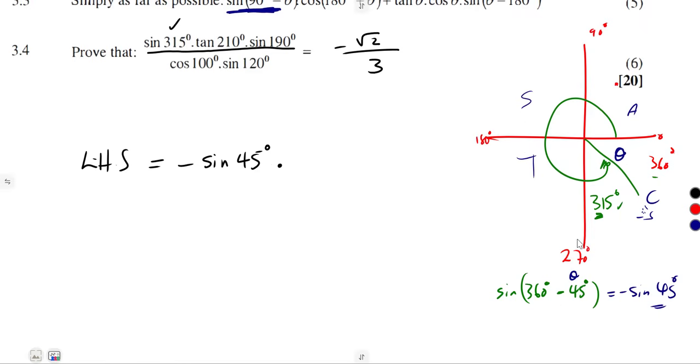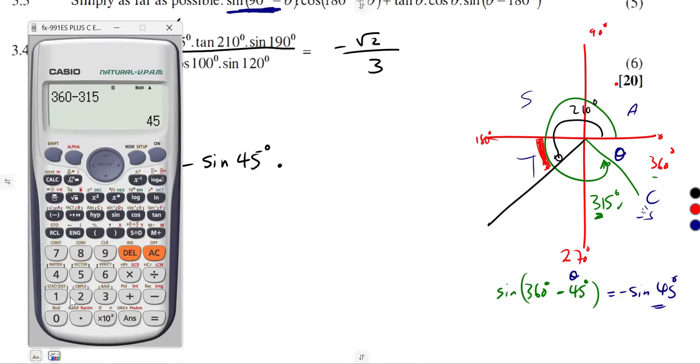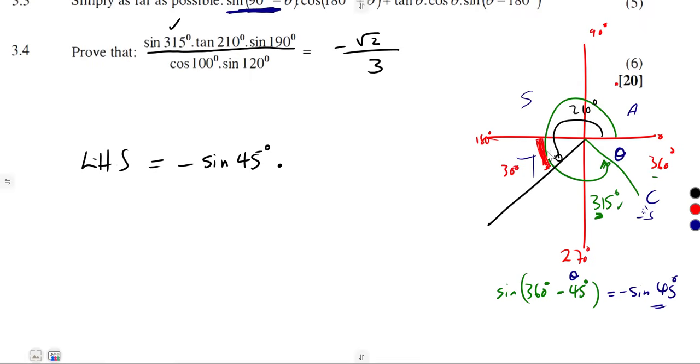210, that's less than 270, more than 180, in the third quadrant. So it was going to be somewhere there. The whole of that angle is 210 degrees. What is the acute angle in that quadrant? How do we notice it? 210 minus this straight line 180. 210 minus 180, what do we get? 210 minus 180 is 30 degrees. So the acute angle is 30 degrees in between.